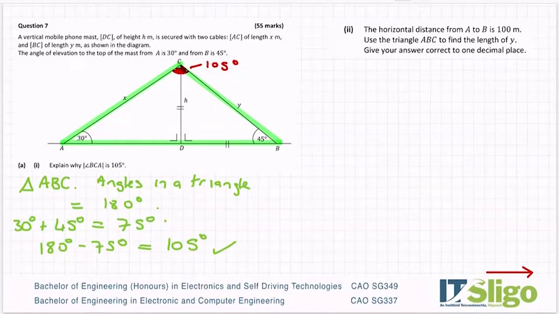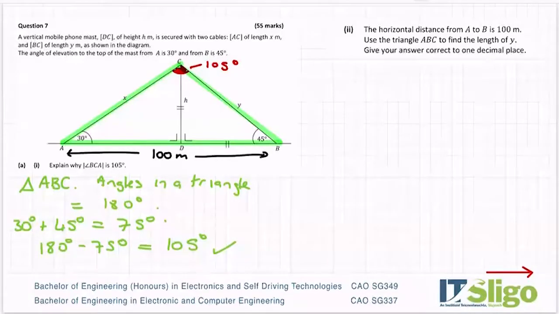The horizontal length from A to B is 100 meters. Use the triangle ABC to find the length of Y. So a little bit about what they've said here. They've said to use the triangle ABC, which is a non-right angled triangle. We've no right angles. We have a 30 degrees, a 105 and a 45. So no right angle in that.